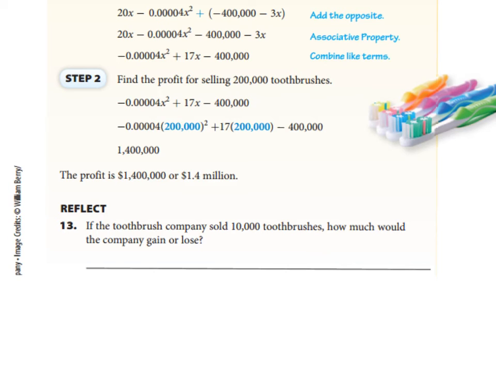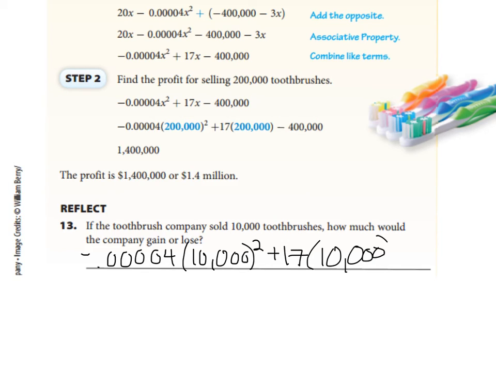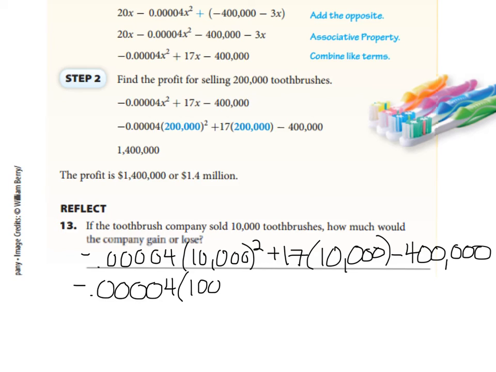So you should have -0.00004 times 10,000 squared plus 17 times 10,000 minus 400,000. So we have to do exponents first. So we have 10,000 squared, which is 100 million. I'm going to go ahead and do the 17 times 10,000, which is 170,000. And then minus your 400,000.